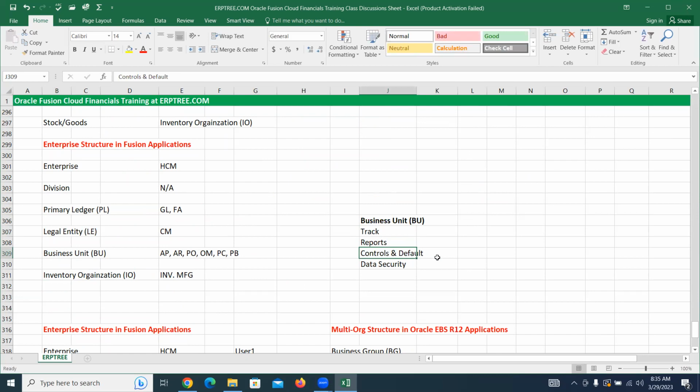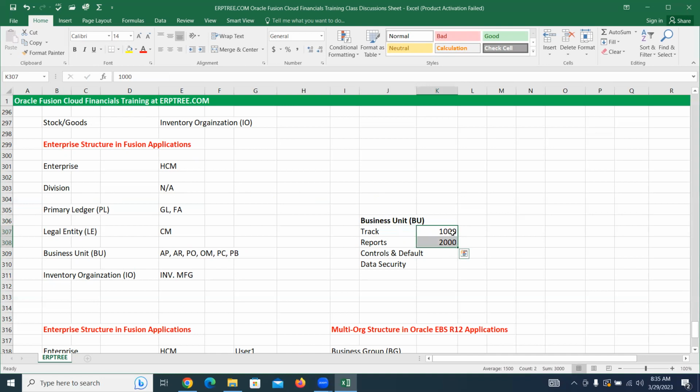Business unit level only you can set. Now you are going to set at business unit level. In the same business unit, you are going to have 2 balance and segment values, say 1,000 and 2,000. Whatever you set in this business unit, same will be applicable for these 2.